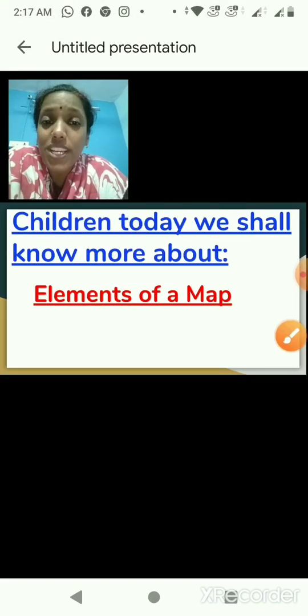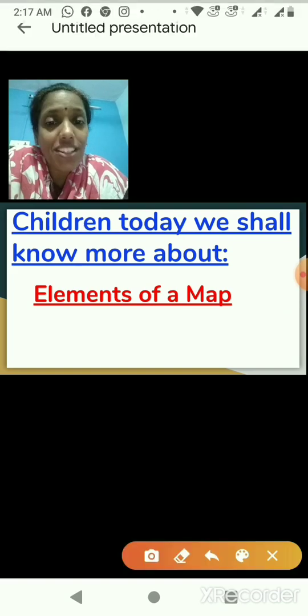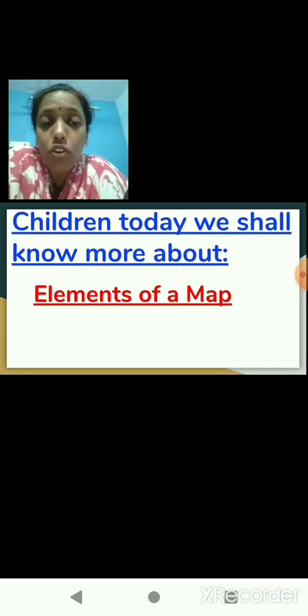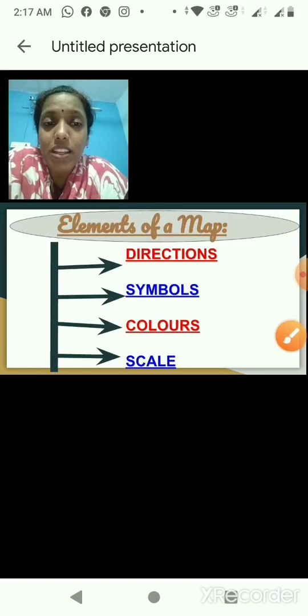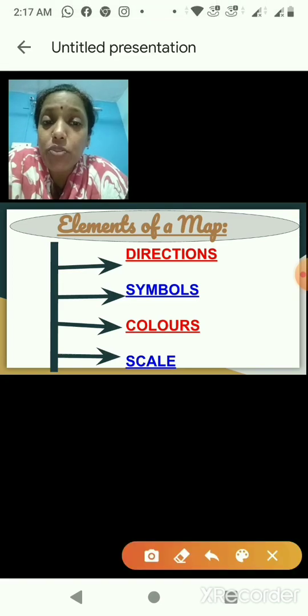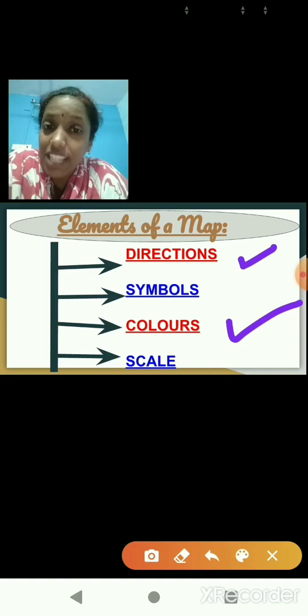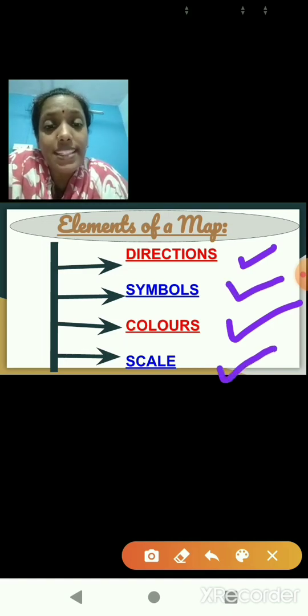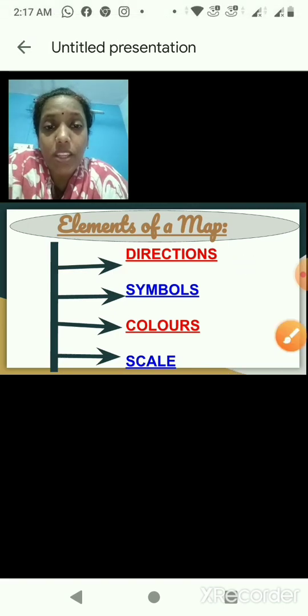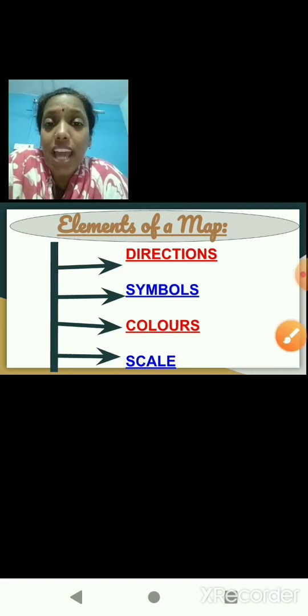In today's class, we shall learn more about elements of a map. Children, in our last class, we completed two elements, that is directions and colors. In today's class, we shall know more about symbols and scale. But before that, let us have a quick recall about what we studied in our previous class.